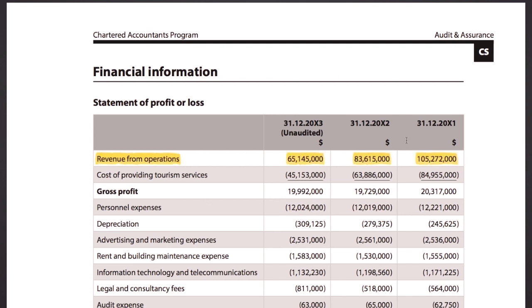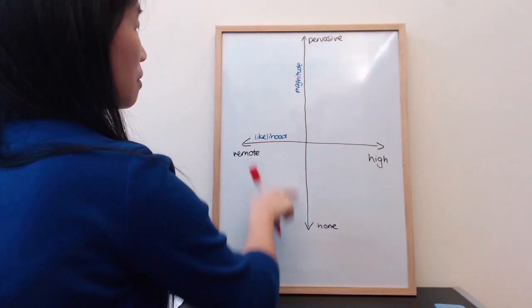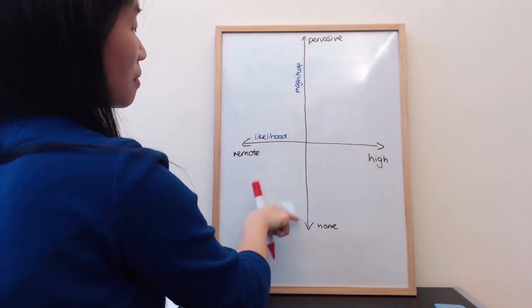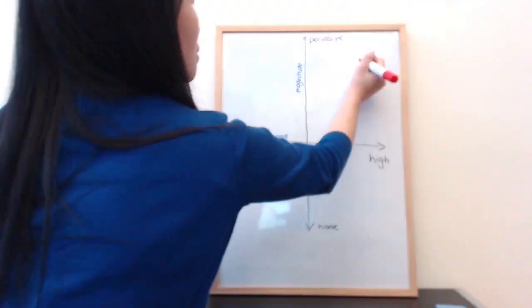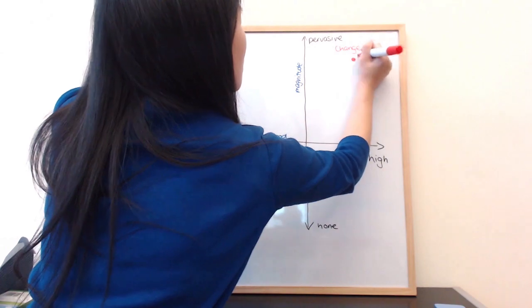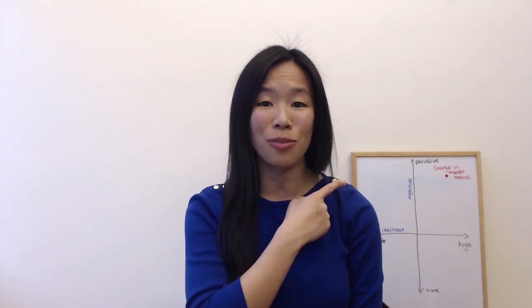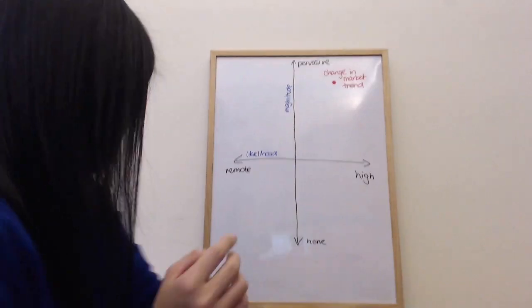From the P&L, revenue has dropped about $20 million each year since 20X1. And while we won't discuss materiality in this video, this gives us an indication that the magnitude of the change in market trend is on the high end as well. Keep in mind there are many drivers of revenue, so it's unlikely that the change in market trend is the sole reason for the drop in revenue. However, market share is a key driver, so it does corroborate our assessment.